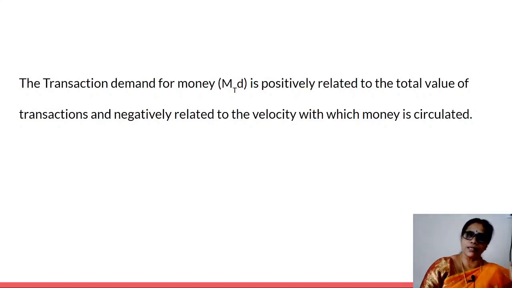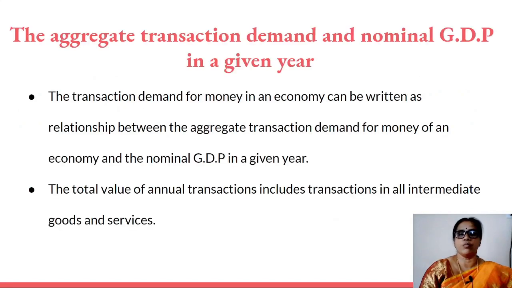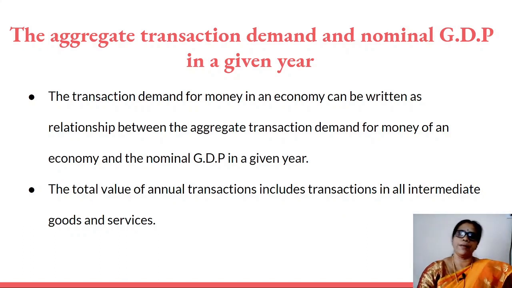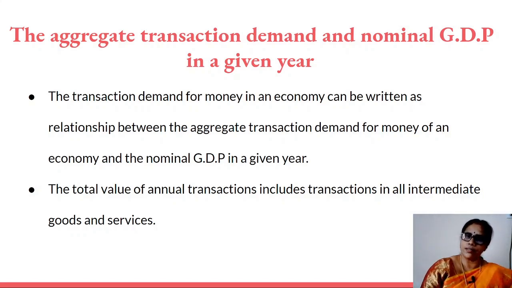So here transaction demand for money is positively related to the total value of transactions and negatively related to the velocity with which money is circulated. Now let us finally see the relation between the aggregate transaction demand and the nominal GDP in a given year. What is the difference between nominal GDP and real GDP? Here the nominal GDP is calculated at current prices in a given year. So what is GDP? It is gross domestic product. It is the total value of all the final goods and services produced in a particular country in a given year.